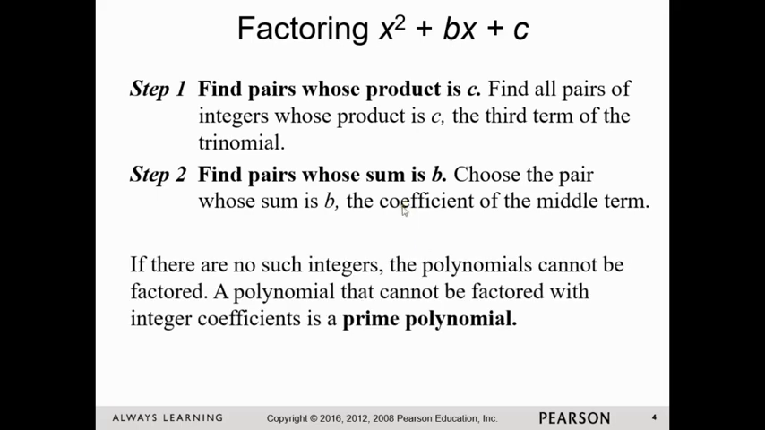And if there are no such integers, the polynomial cannot be factored. A polynomial that cannot be factored is called a prime polynomial. And these are examples of prime polynomials. If you were to look at each one of these, looking at the factors of c, there are no factors of c that sum up to that middle term. We'll get into more detail on how we deal with factors of c that sum up to b in just a moment.